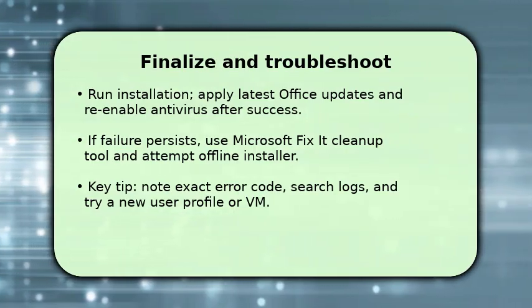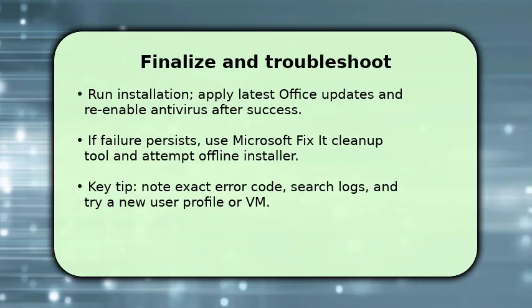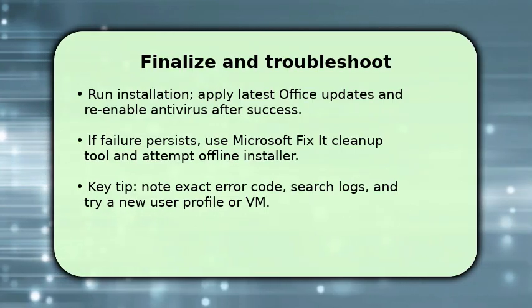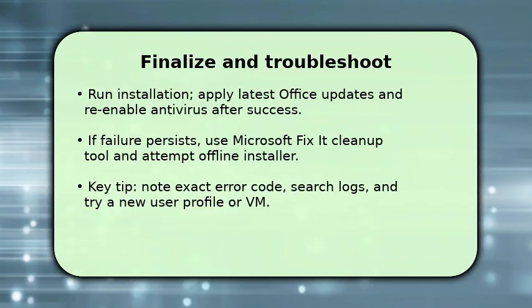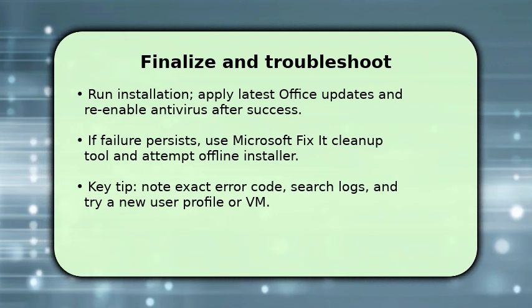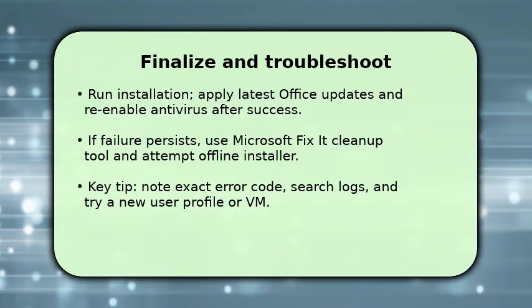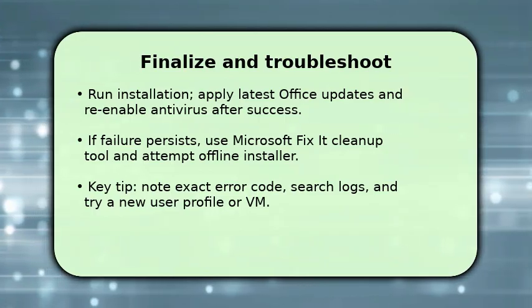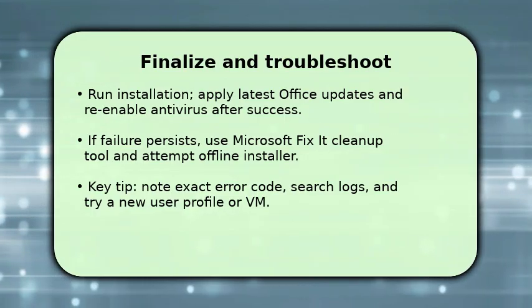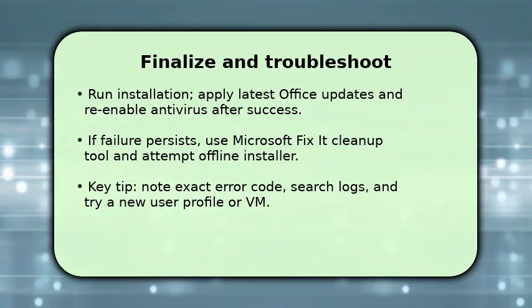If the installer still errors, run the Microsoft Cleanup tool to remove leftover Office components, then try the offline installer to avoid network issues. Make sure you capture the exact error code and relevant log lines so you can target fixes quickly. If nothing works, create a new Windows user profile or install inside a virtual machine to isolate system-level conflicts and complete the setup.